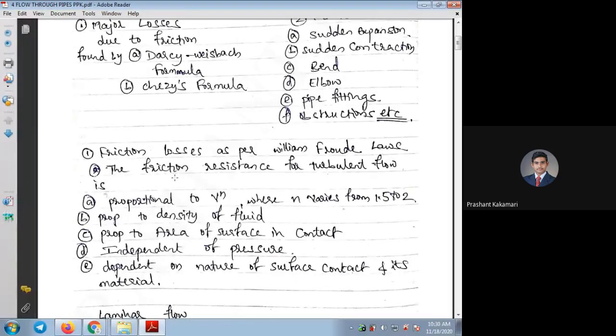Next, he also told that it is independent of the pressure. So it is not dependent on the pressure directly. Next, it is also dependent on the roughness of the surface, the nature of the contact surface. So I hope that until this point the points are clear.